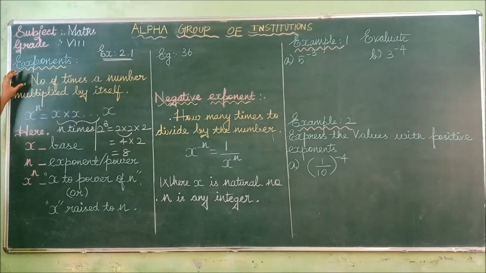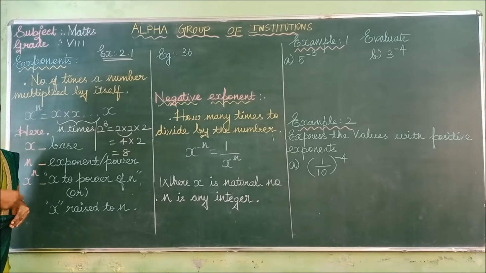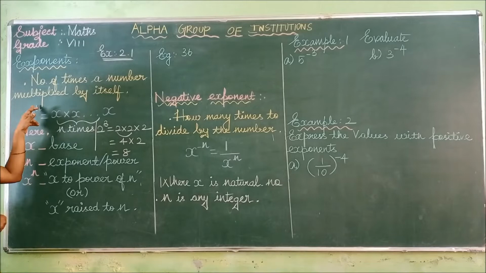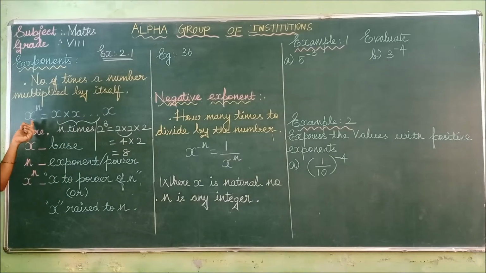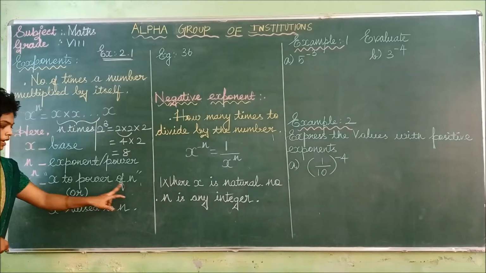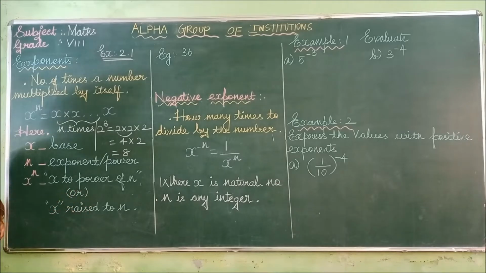So listen, what do you mean by exponent here? An exponent refers to the number of times a number is multiplied by itself. In the general format x power n, x is multiplied n times. In this, x is called the base and n is called the exponent or power. x power n means x to the power of n or x raised to n.